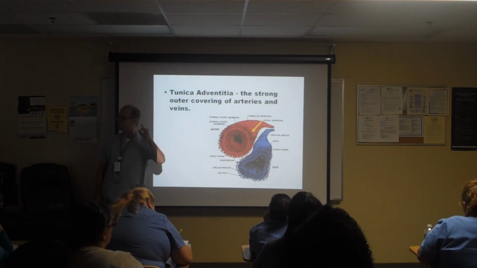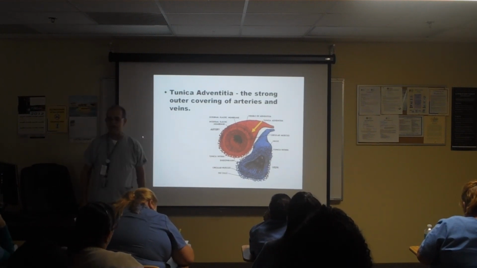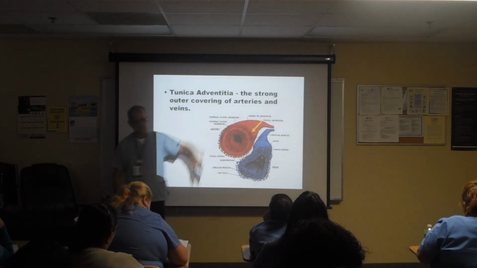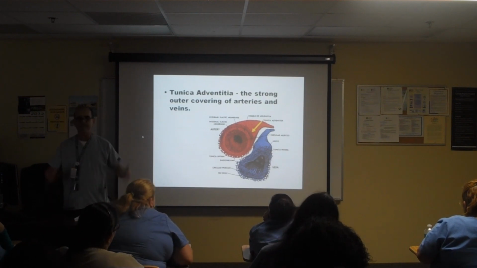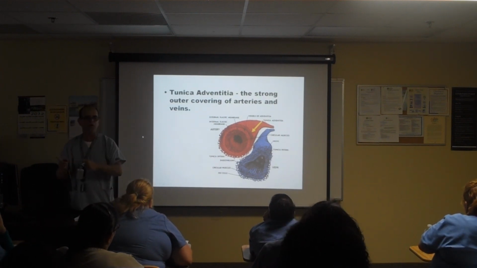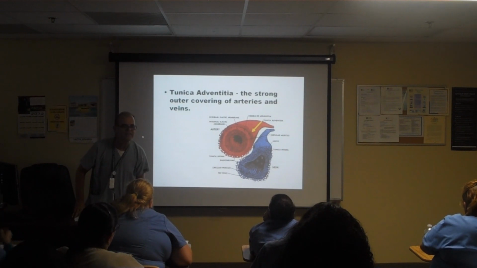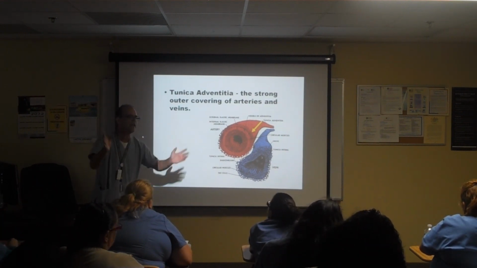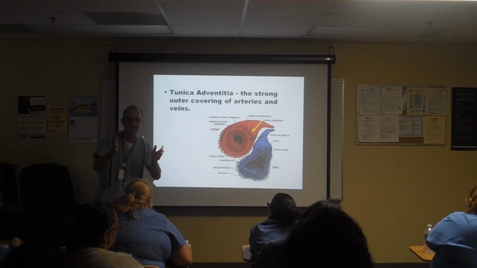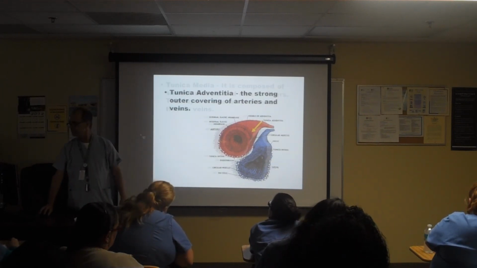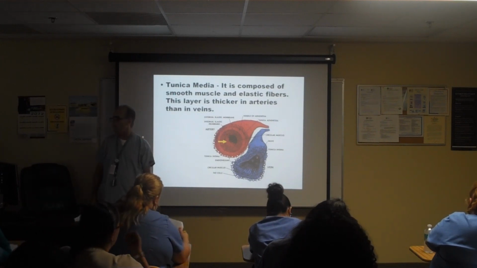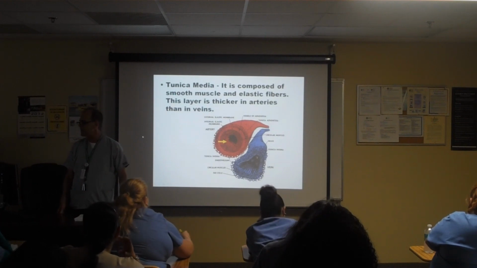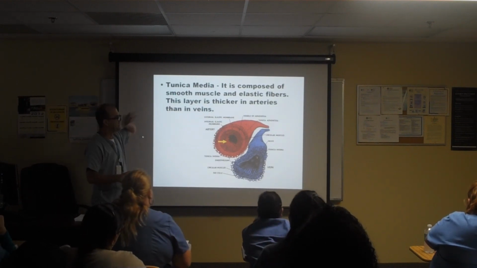Tunica adventitia, the strong outer covering of arteries and veins. The adventitia is the outer layer of the vessel. Same for arteries, same for veins, but not for capillaries. Capillaries do not have three. Capillaries have only one. Endothelium is the only layer that capillaries have. Tunica media is composed of smooth muscle and elastic fibers. This layer is thicker in arteries than veins. Very important.